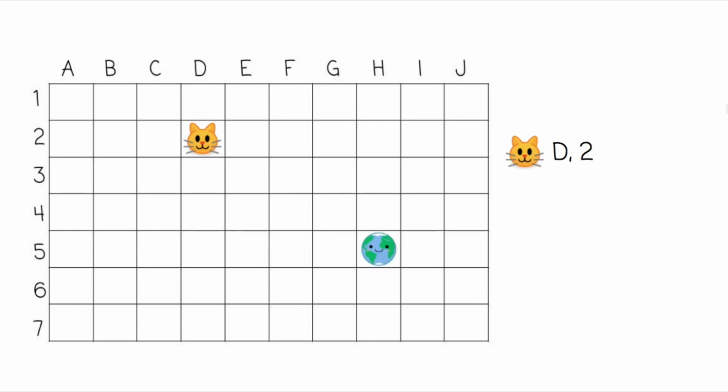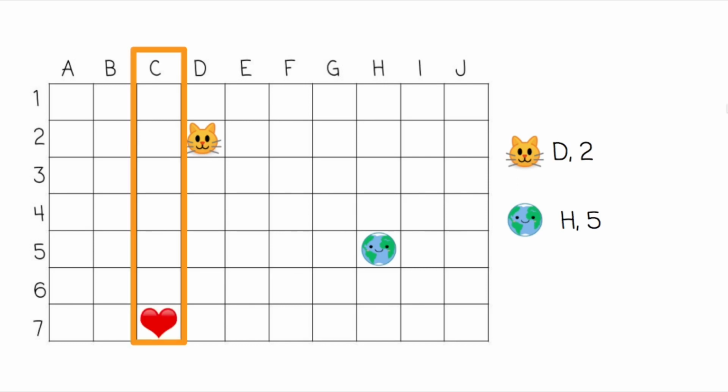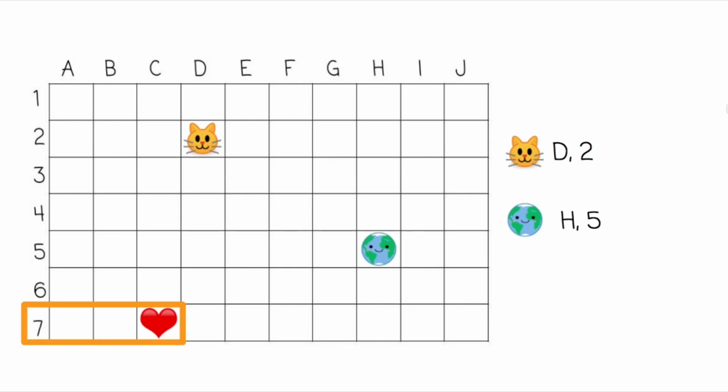Let's look at this happy earth. It's in column H and row 5. So the location of this earth is H5. Our last example is this heart emoji. It's in column C and row 7. So the location of this heart is C7.